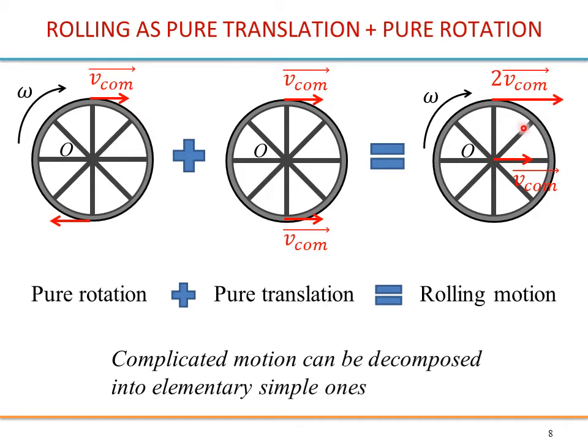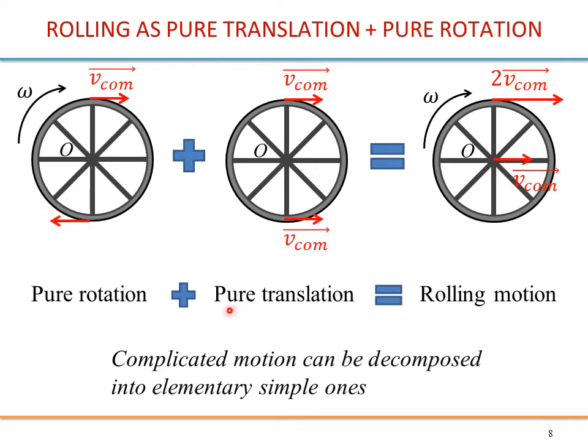So we can represent this complex motion as the sum of two very simple motions. The first one is a pure rotation, with rotational velocity omega. This point is rotating at Vcom, because it's r multiplied by omega, and Vcom is r multiplied by omega. This one also is Vcom, but in the other direction.